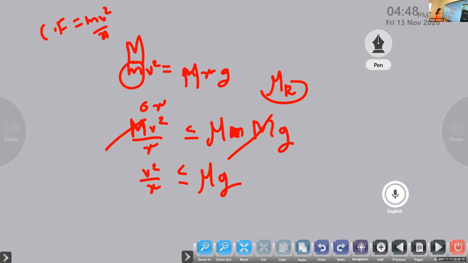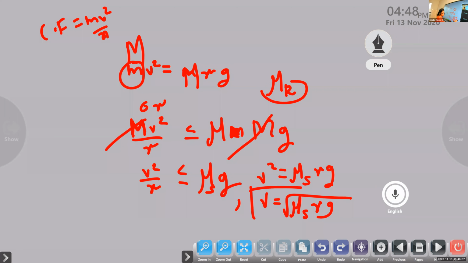If you want, you can just write mu S, no problems. Okay, mu is understood, it is the coefficient of friction. Now what you will get? V squared is equal to mu S r g. Therefore, the speed of the car at this point is V equal to square root of mu S r g.